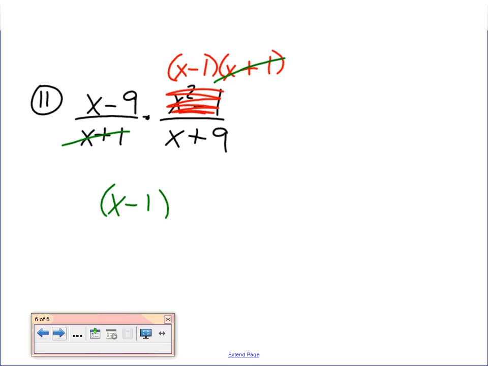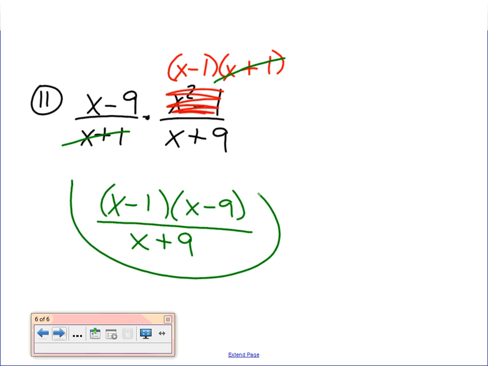An x minus 1 and an x minus 9. That's what I have up there at the top. What I have at the bottom, an x plus 9. There we have it. Again, I'm going to ask you to leave your answer like this in the factored form. Now, I could make it a little bit harder, more challenging, and ask you to actually simplify this or do some FOIL method up here at the top. But we're going to save that for a later day.